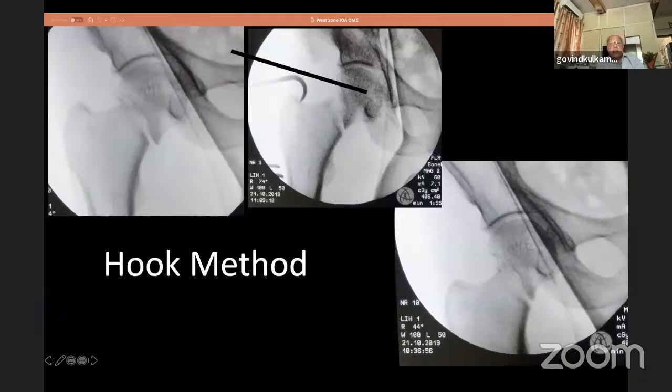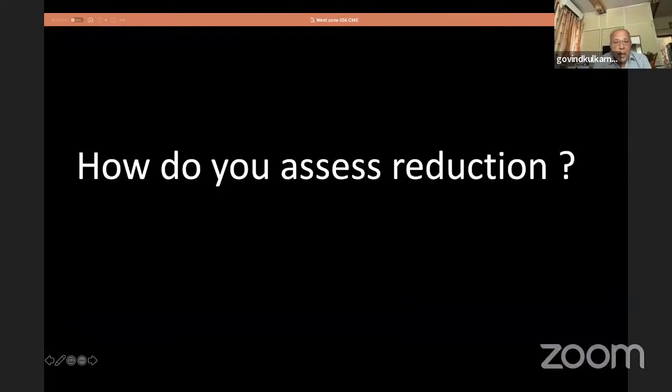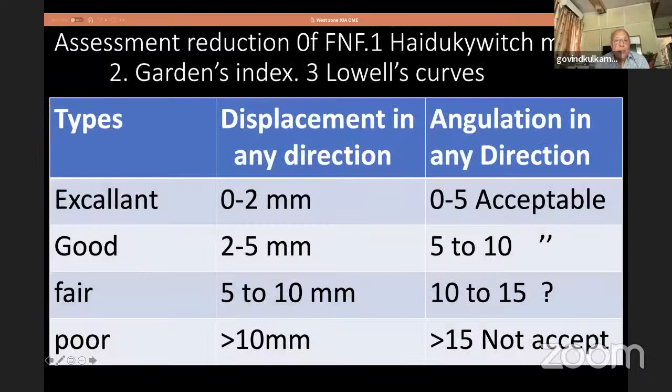Another method is you insert a hook in the trochanteric fossa and insert a Steinmann pin in the head as a joystick and reduce the fragment. How do you assess the reduction? The Garden index and Lowell's curves are not so valuable, but the Haidukewych technique of assessment is very good. She has divided it into excellent, good, fair, and poor.